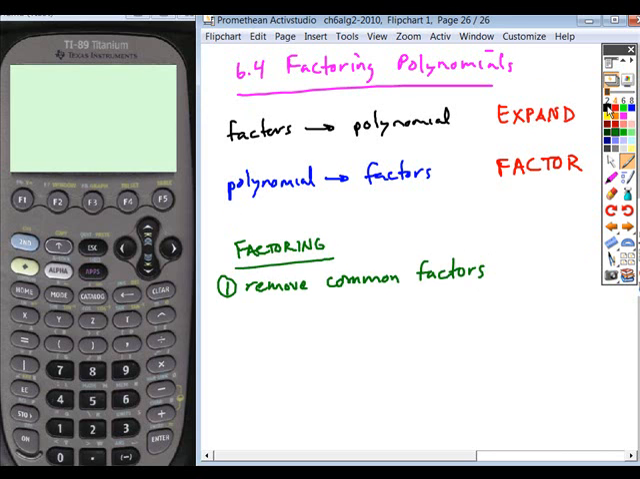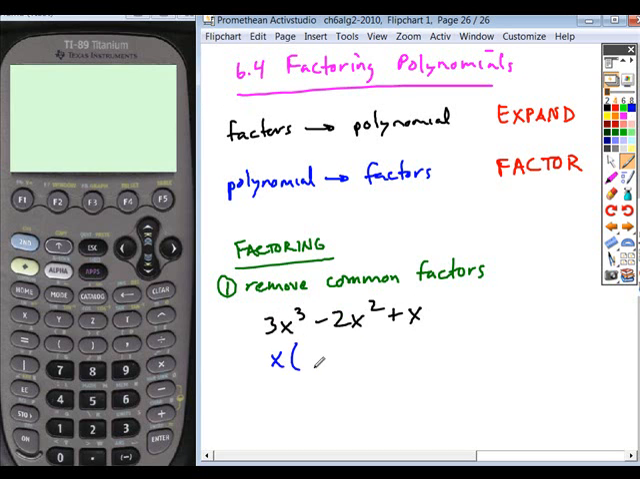In the simplest form, what that means is if you have something that looks like the following. And so here's your expression. Are there any common factors that you can remove from every single term of this expression? X. Yeah, so always look to remove your common factors first.